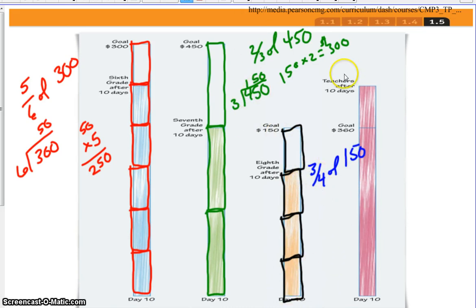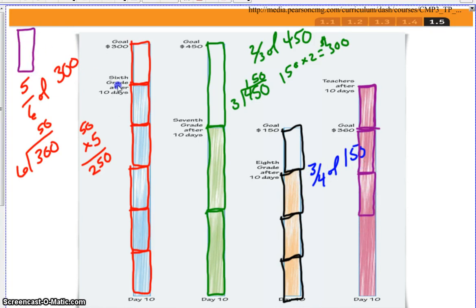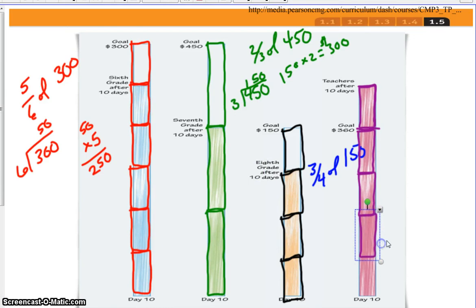Now what we want to do is do the same thing for the teachers. Only this time, instead of there being an empty spot, we have their original goal there, and they have raised this much more. So we need to figure out what part the teachers have raised. Okay, so again, we're going to copy that rectangle, paste it a few times so we could drag it over, and we can find that the teachers have raised, whoops, do this one more time.